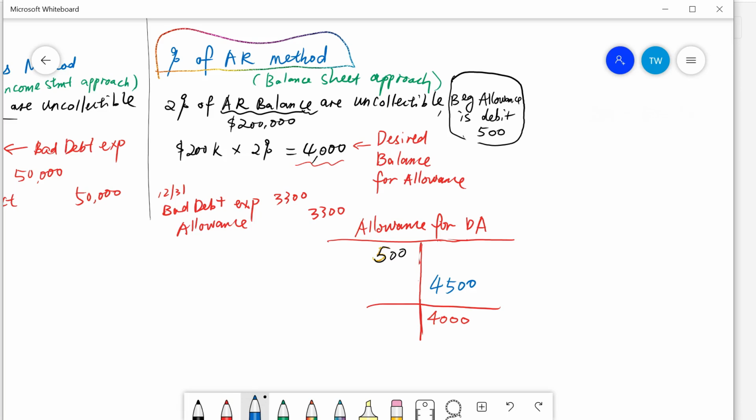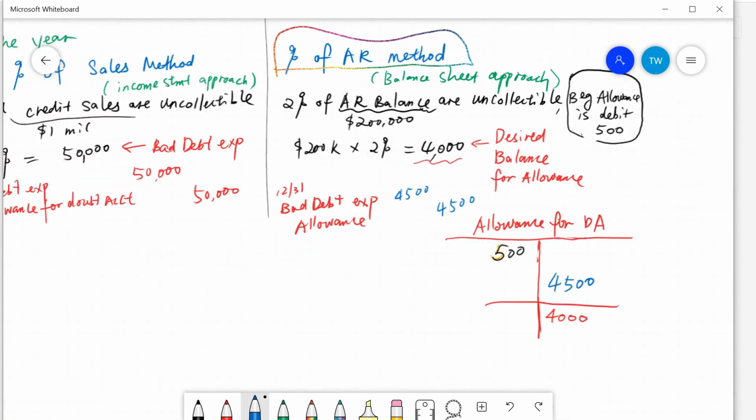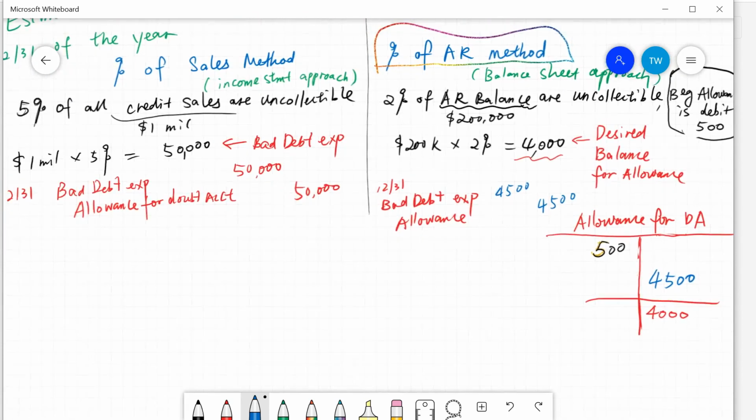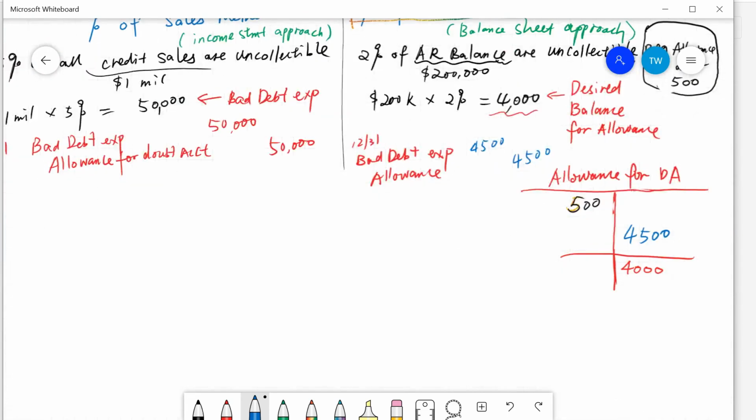Okay, so pay attention to how debits and credits work. If it's a debit balance, it will be calculated as if the beginning balance is a negative. Okay, so 4,500, and then your journal entry, of course, here you would say 4,500 and 4,500. All right, so that is how we set up allowance. So two different methods for two different companies.